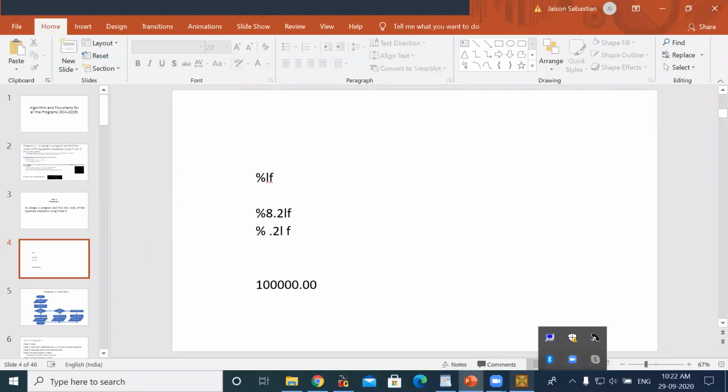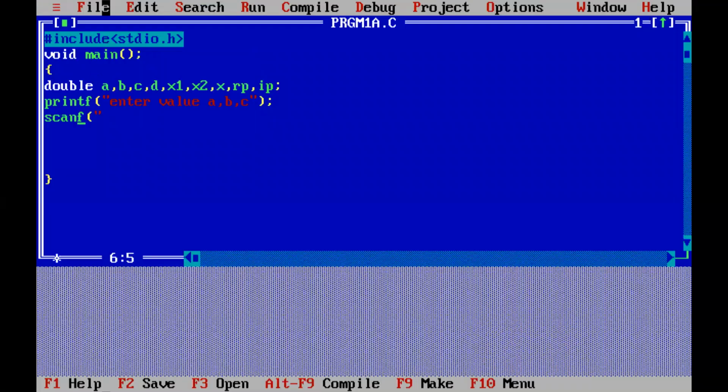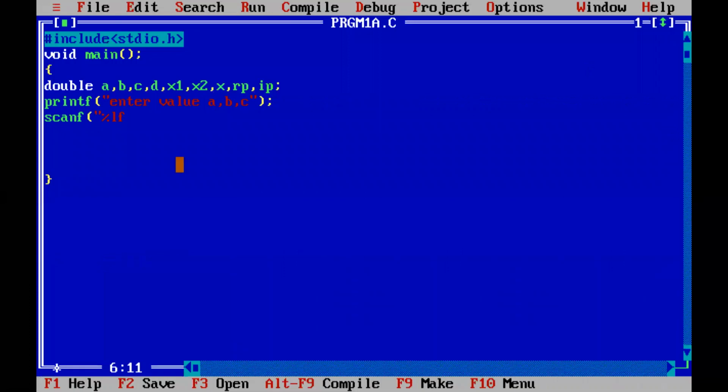In our program, we are also using the double type, and when we are accepting, what should be the format specifier? What should be the format specifier? As we are using double, it should be %lf. If it is float, we will be using %f. We are using 3 variables which are declared as double, so we will be using 3 %lf.